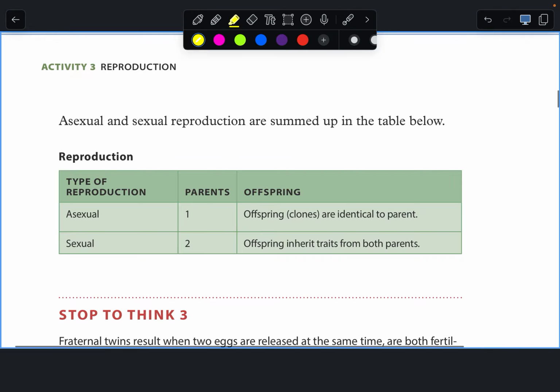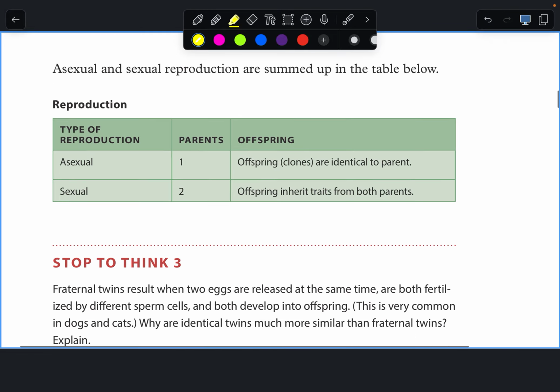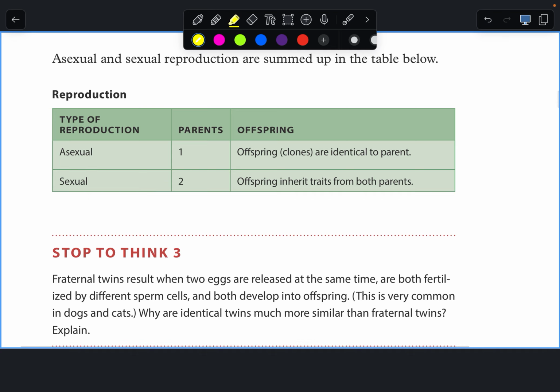Asexual and sexual reproduction are summed up in the table below. Let's look at this for a moment. So asexual reproduction has one parent, and the offspring are clones and are identical to that parent. Sexual reproduction has two parents, where the offspring inherits traits from both parents.